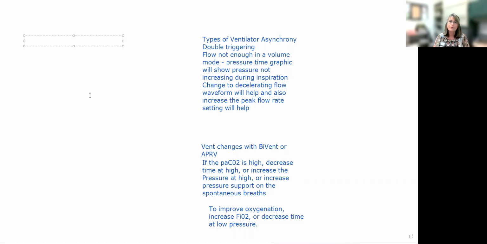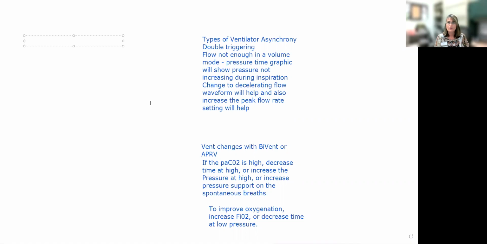For auto mode, remember auto mode is just the switch back and forth between full support and spontaneous. The patient stays in full support until they initiate 1 or 2 breaths. That'll switch the ventilator over to spontaneous mode. So it was PRVC and volume support. It was pressure control and pressure support. So those are the 2 that we'll end up seeing at the hospitals.